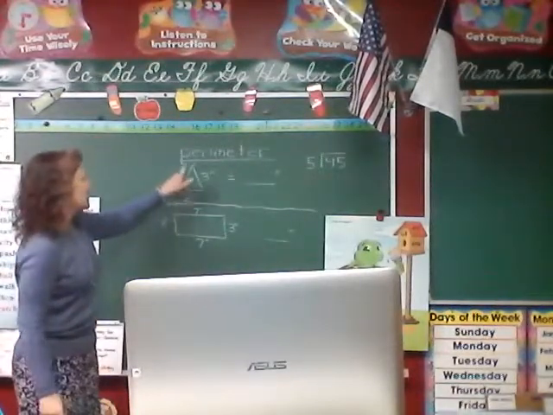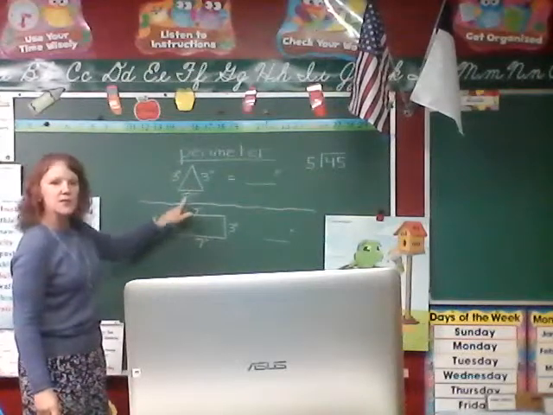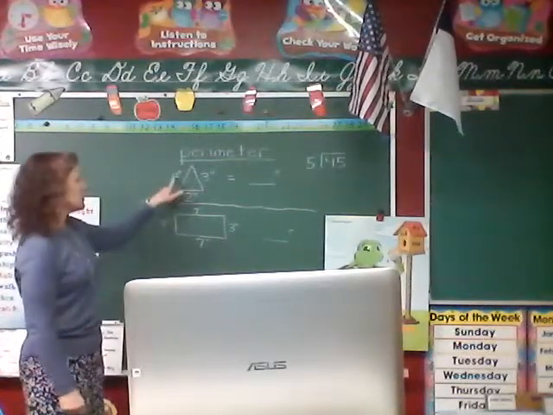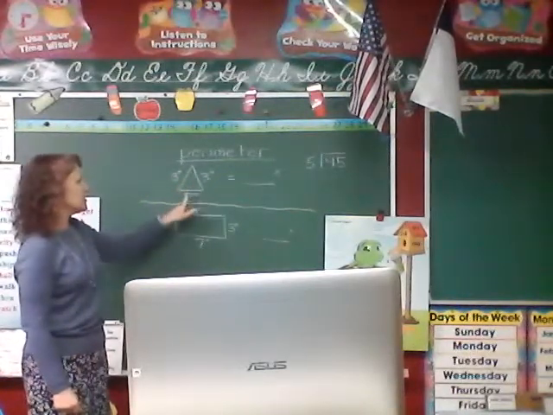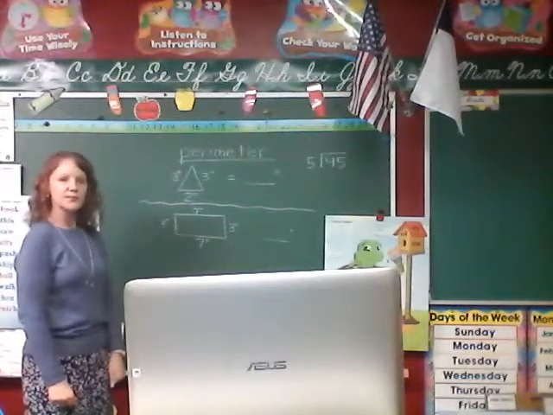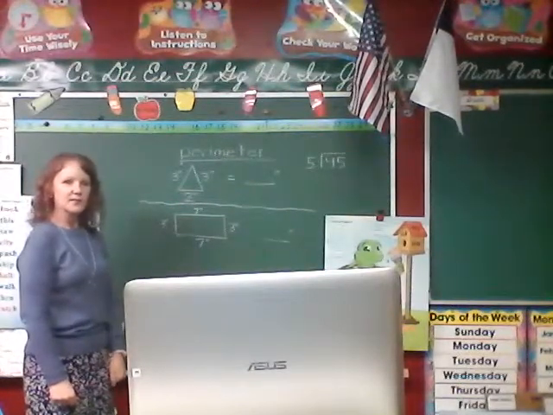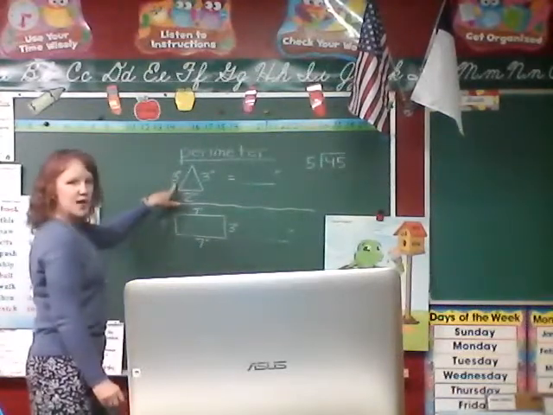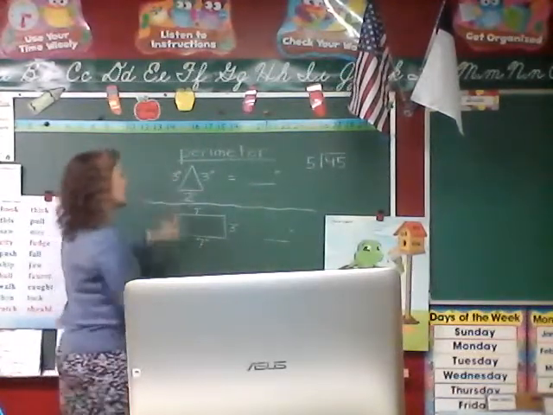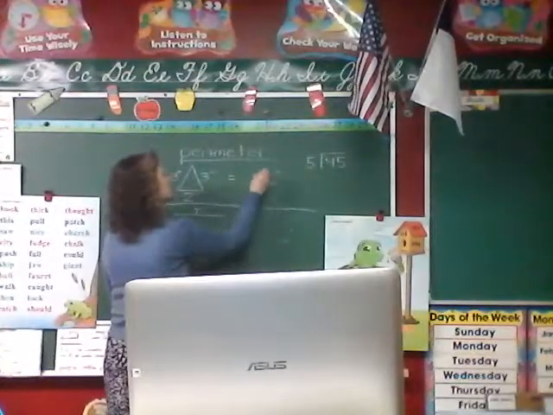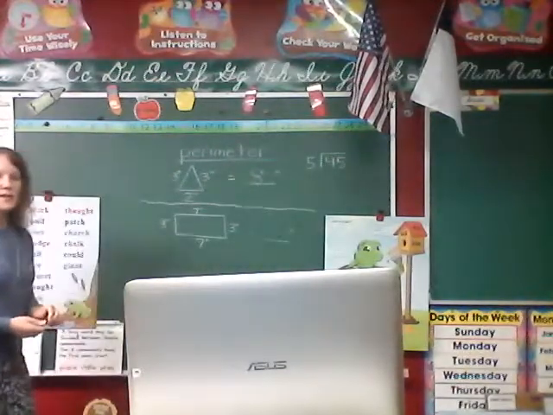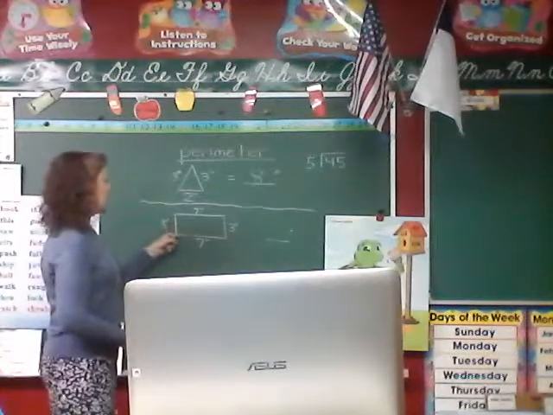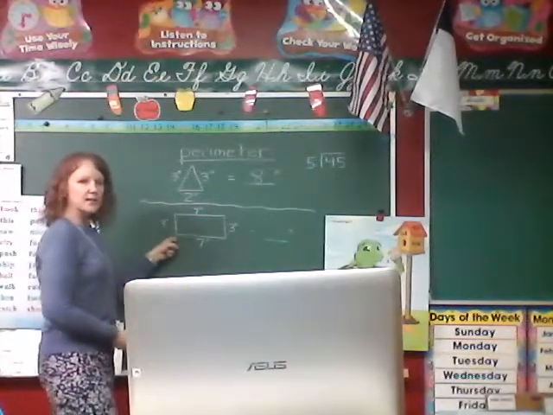We would add all the numbers together. So what is 3 plus 3 plus 2? 8, right. So the perimeter of this triangle is 8 inches, okay? Because they were 8 inches for each side. How about this rectangle?